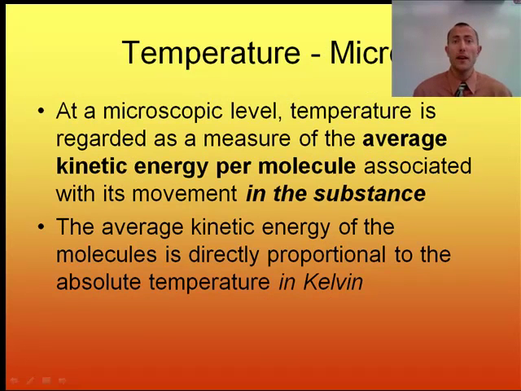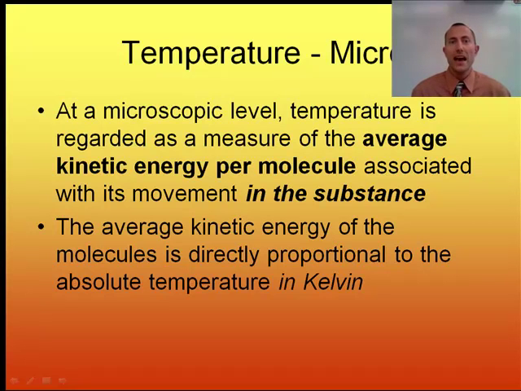Now at the microscopic level, when we're talking about temperature, what we're really talking about is the average kinetic energy per molecule that's associated with the substance. And kinetic energy is the energy of motion. And so if something has a higher temperature, it has a higher average kinetic energy per molecule, and so those molecules are moving around faster. As we decrease the temperature, we're taking energy away from those molecules and they're slowing down.